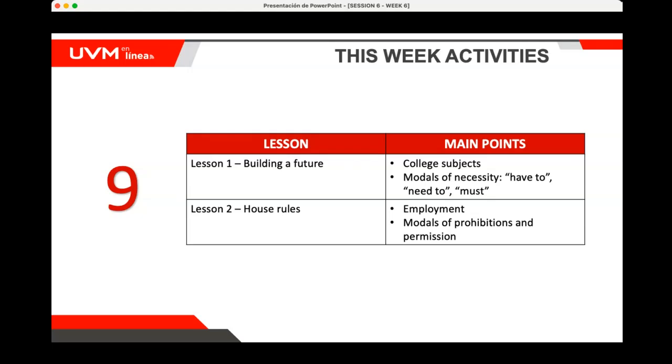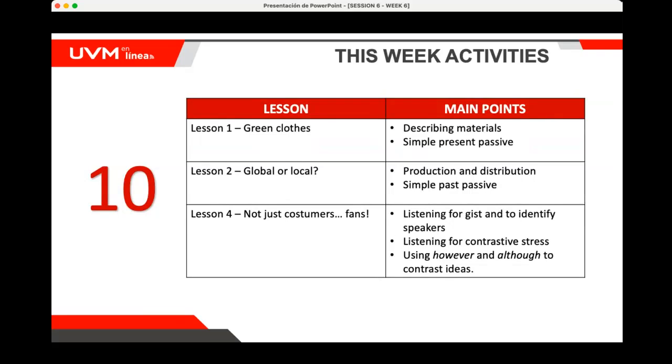In this case, I think the most important thing in this unit is modals. Pay attention to the grammatical structure for modals of necessity and modals of prohibition and permission. In Unit 10, we have three lessons: Lesson 1, Lesson 2, and Lesson 4.